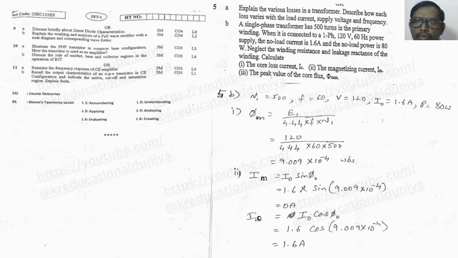Next, the IM value. IM is I naught sin phi naught. I naught value is 1.6, and sin phi naught we have to find. We already know the phi value, so put that here: 1.6 into sin 9.009 into 10 power minus 4. If you put it in the calculator, you get the value. The total value for IM, the magnetizing current, is 0 amperes. And IC, or IW, the working component, equal to I naught cos phi naught. I naught is 1.6 and cos 9.009 into 10 power minus 4, that is 1.6 amperes.